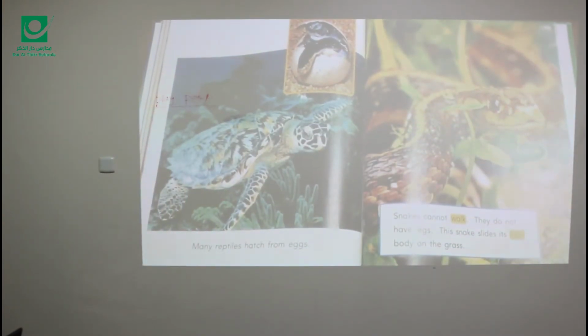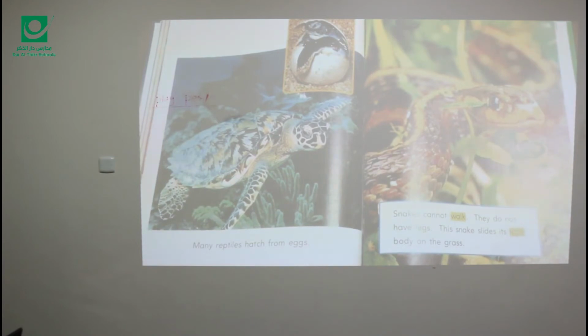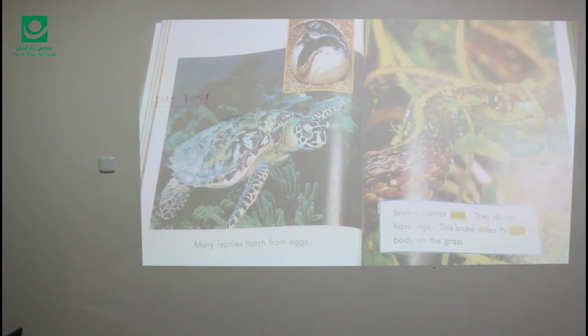Many reptiles hatch from eggs. Snakes cannot walk. They do not have legs. This snake slides its long body on the grass.